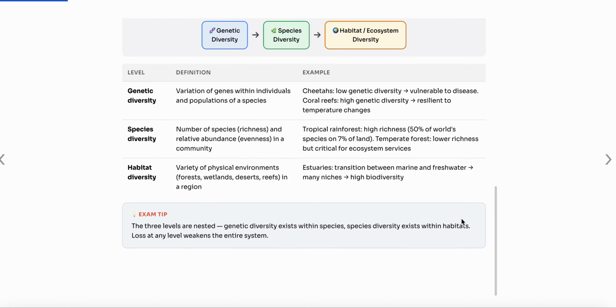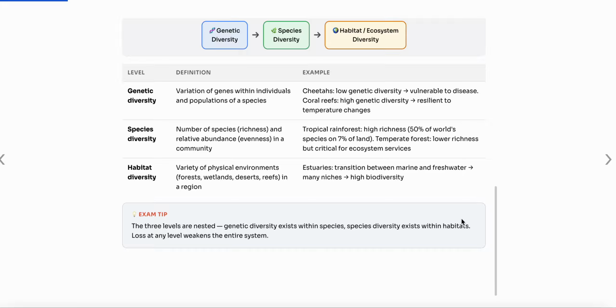The other thing is we have genetic diversity also, right? Now how does species diversity come into existence? It can't be possible without variation in genes, right? So there comes genetic diversity, where you can see variation of genes within individuals and populations of a species. Like in cheetahs we have low genetic diversity, so they are vulnerable to disease. In coral reefs you have high genetic diversity, and that's why they are resilient to temperature change.